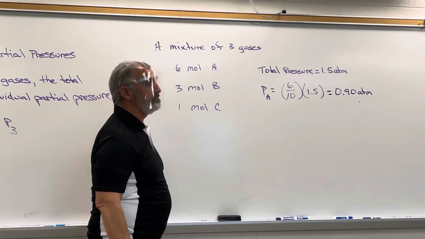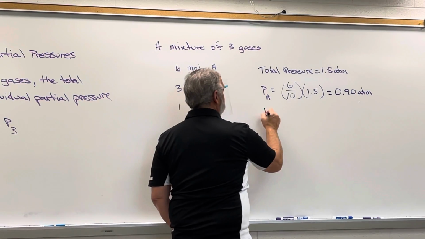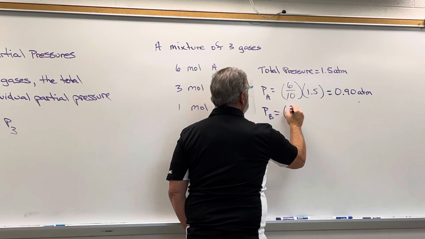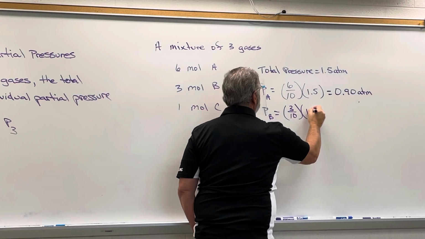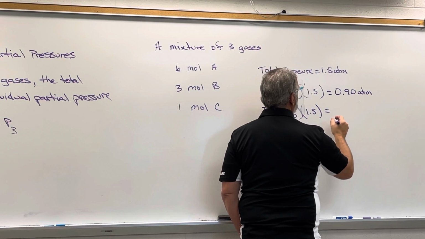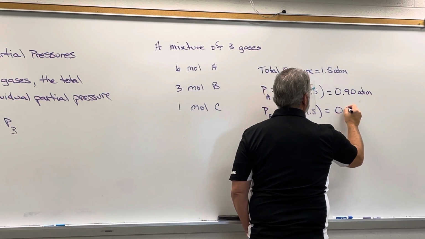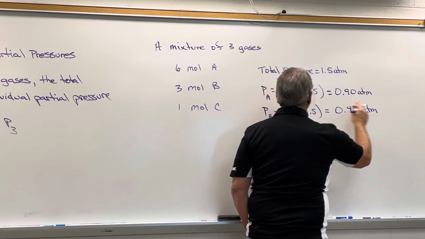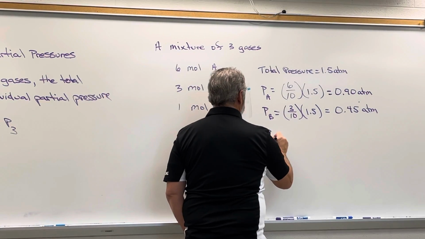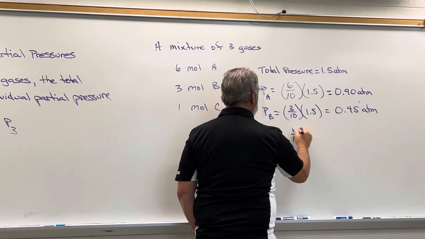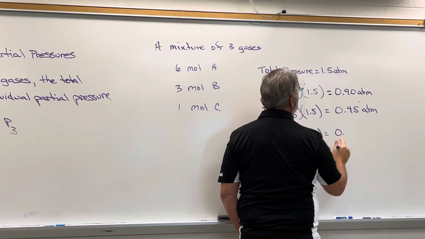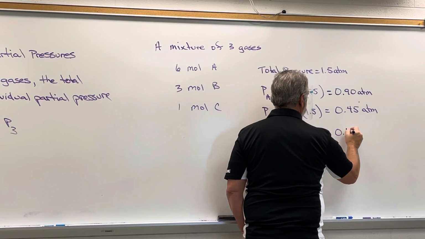So what's B going to be? 30%. Pressure of B is going to equal 3 over 10 times 1.5, which is equal to how much? 0.45 atmospheres. Notice we have half the number of moles, we got half the pressure. Obviously the rest of it is this, but we can do 1 divided by 10 times 1.5, which is going to equal what? 0.15.